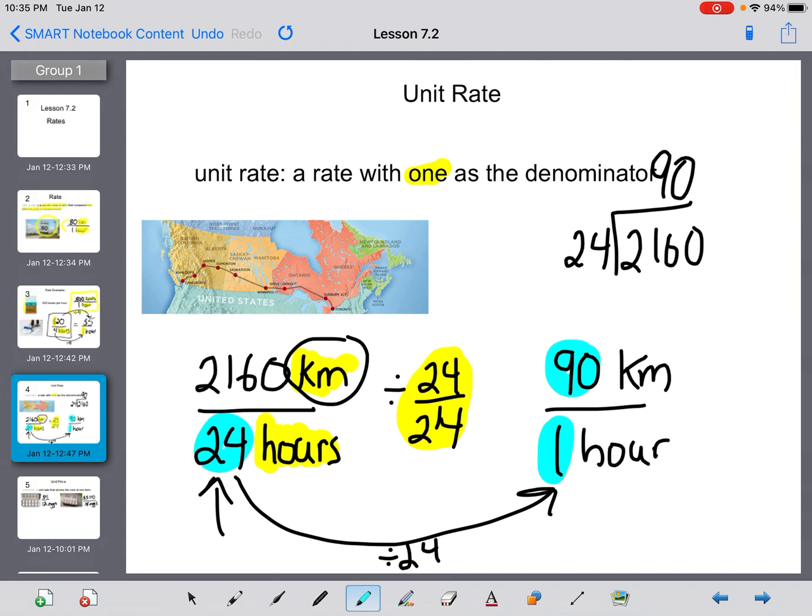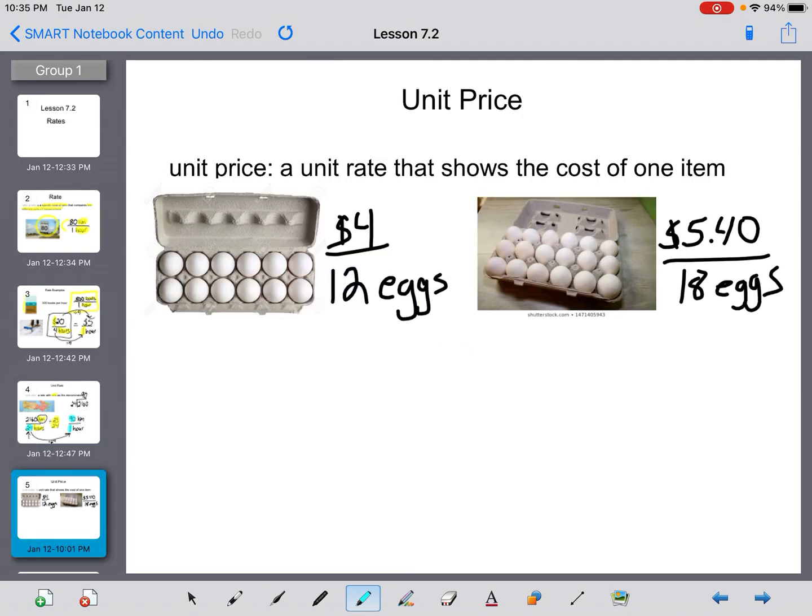Now we're going to get even more specific. So again, we started with ratios, then we went to rates, then we went to unit rate, and now we're going to go to unit price. So unit price is still a type of unit rate, but it shows the cost of one item.